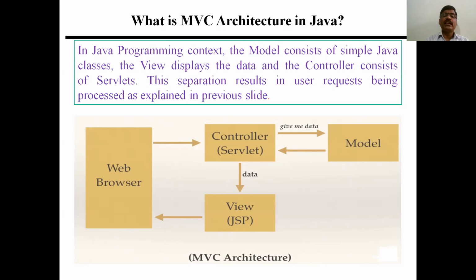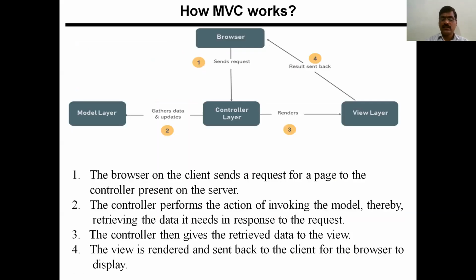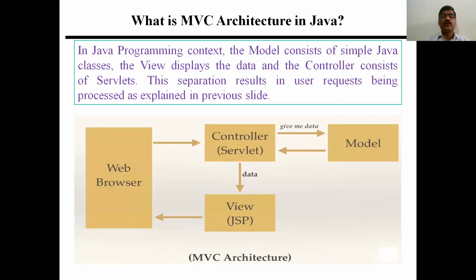So using MVC, we are trying to separate the business logic or the application logic from the presentation logic. This separation results in user requests being processed as explained in the previous slide. Now the architecture: the four steps which we have seen in this slide, I can represent in a diagrammatic way so that I can get the architecture for MVC.